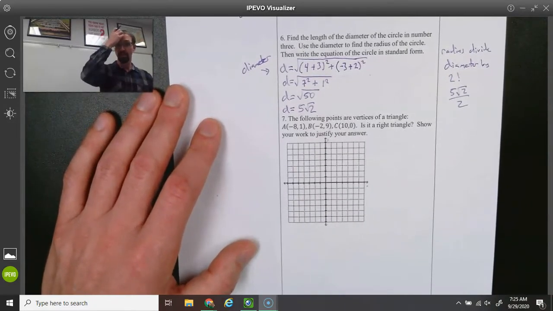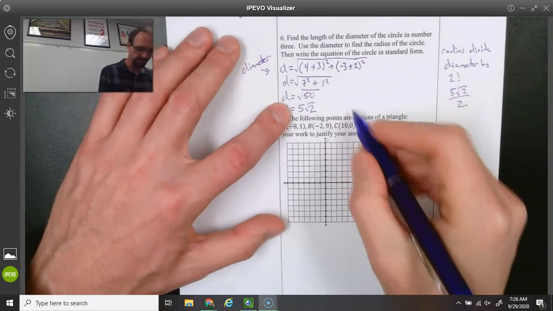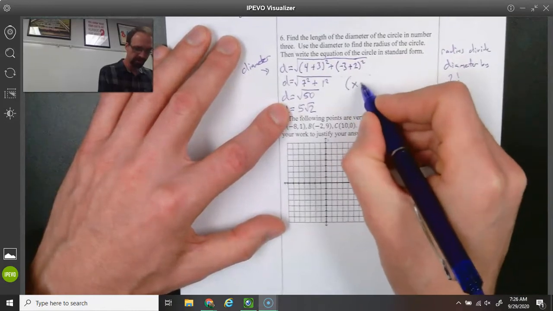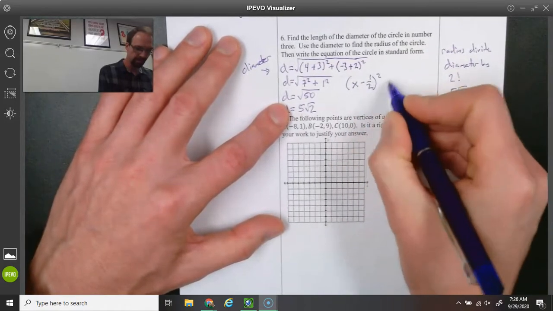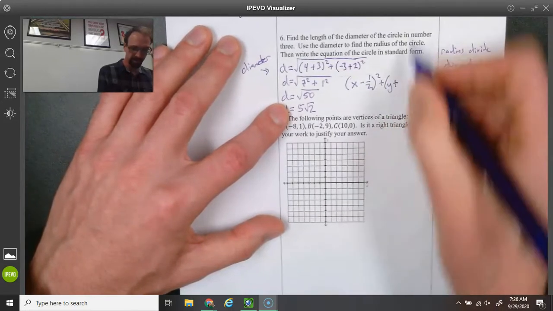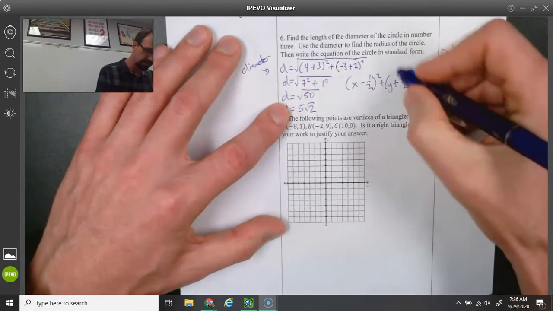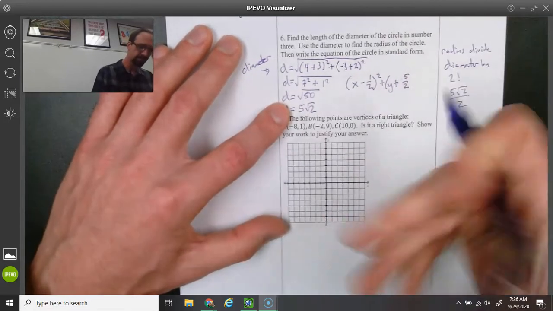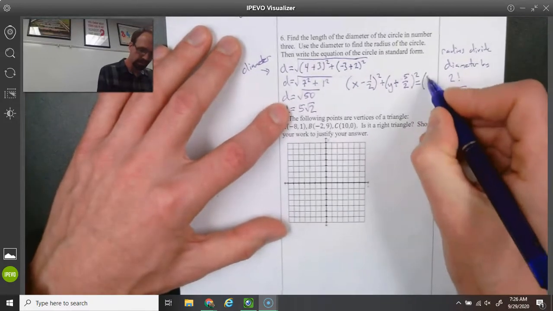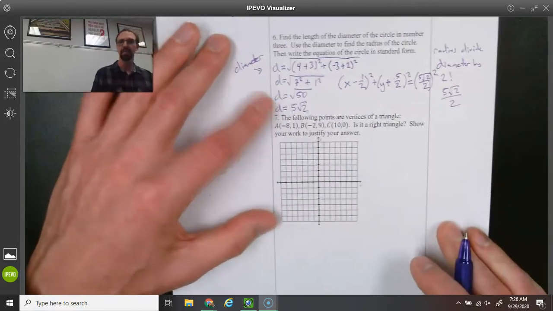It says now write the equation of the circle in standard form. So if I do that, I know my center is this, so I'm going to have x minus 1/2 squared plus y plus 5/2, oops, sorry, I already took care of that negative, squared is equal to 5 square root of 2 over 2 quantity squared.